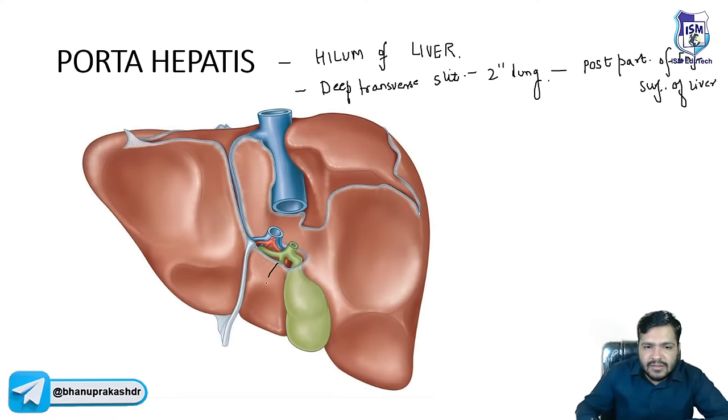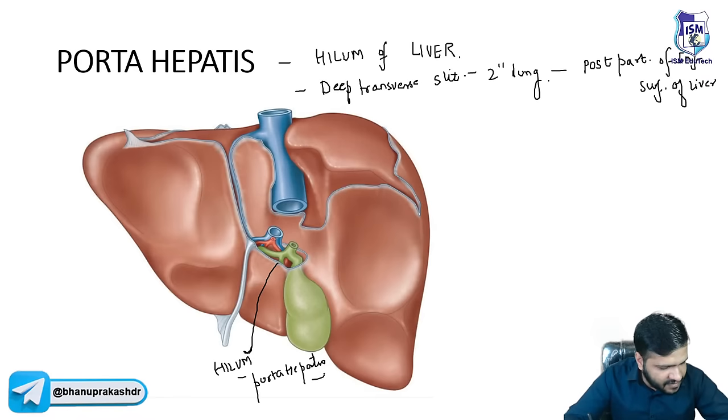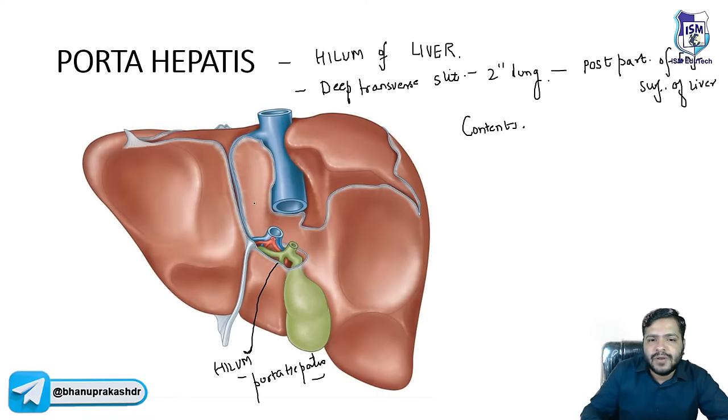So you can see this is the hilum, and the opening of the hilum we call the porta hepatis, which is 2 inches long, a deep transverse slit. Now, what can you see here? Obviously, above you will have the caudate lobe, which you already know. To the left, you have the ligamentum teres. To the right, we have the fossa for the gallbladder.